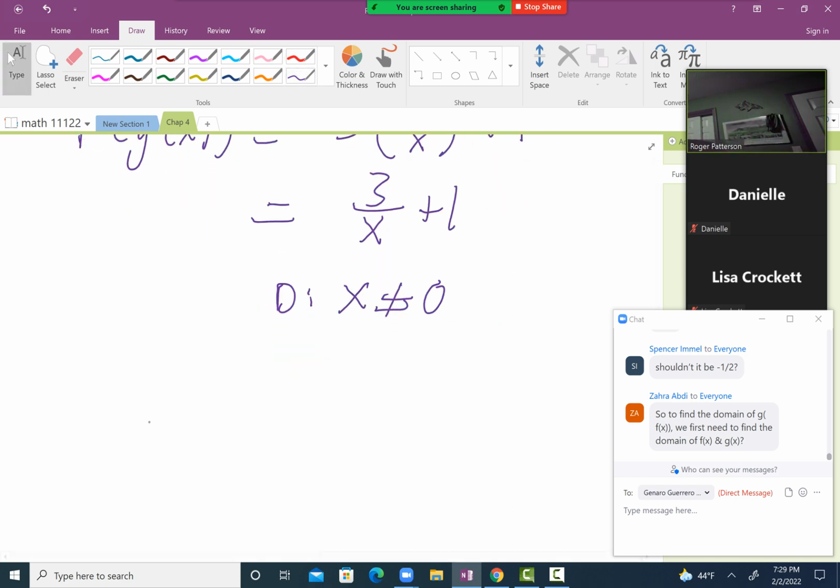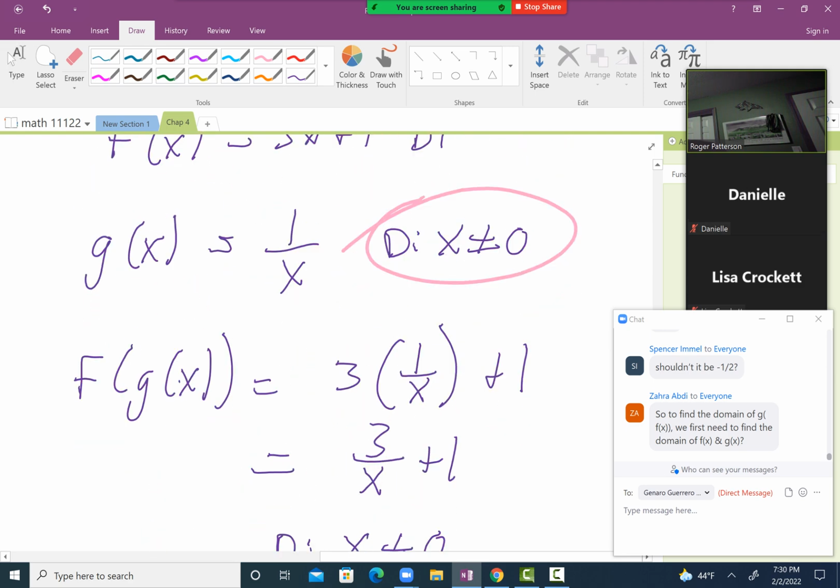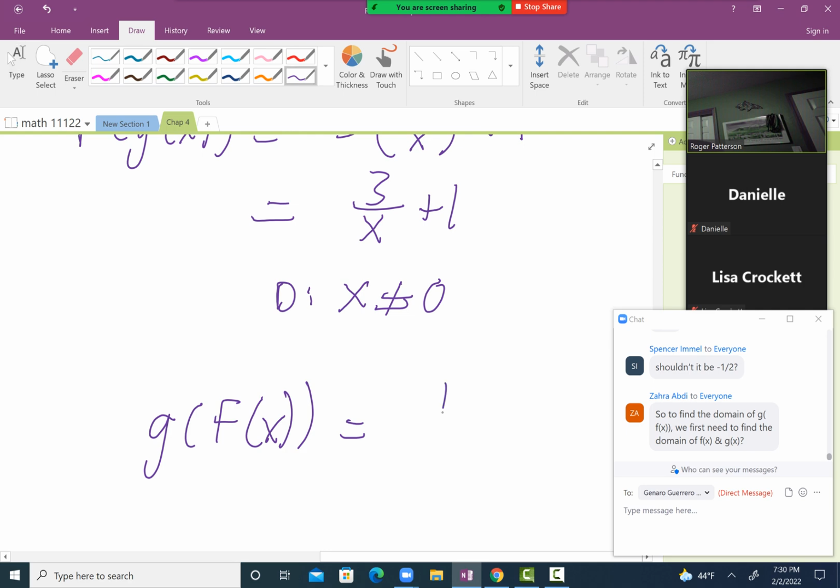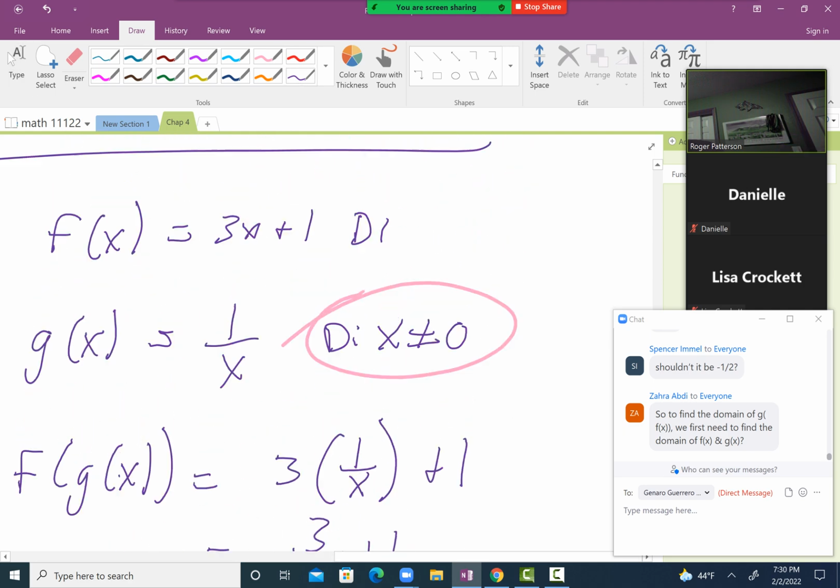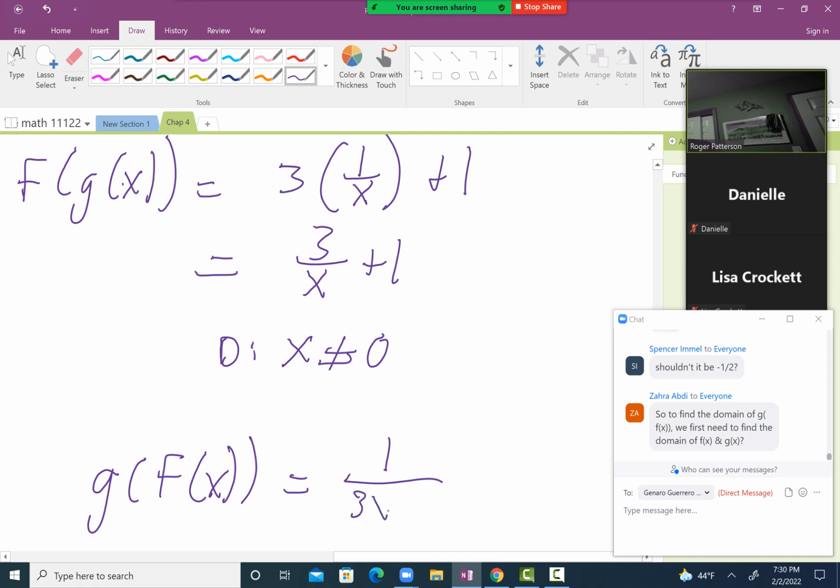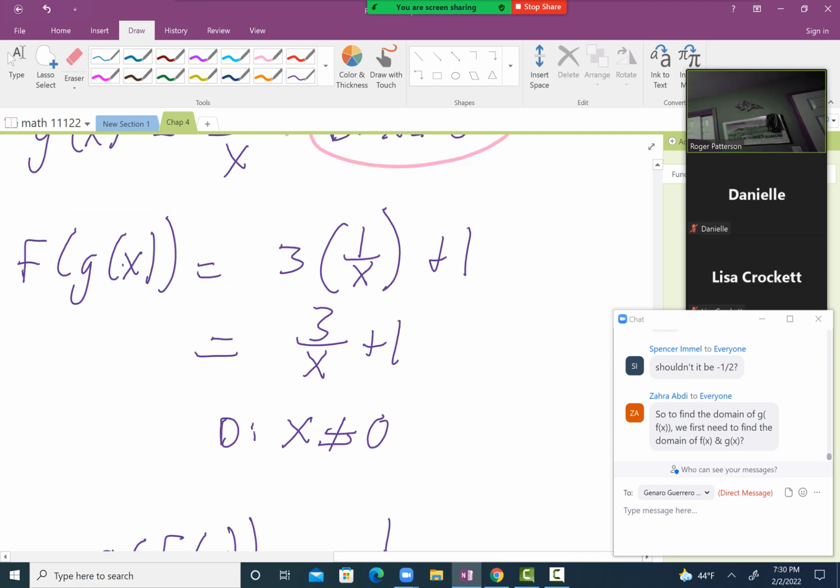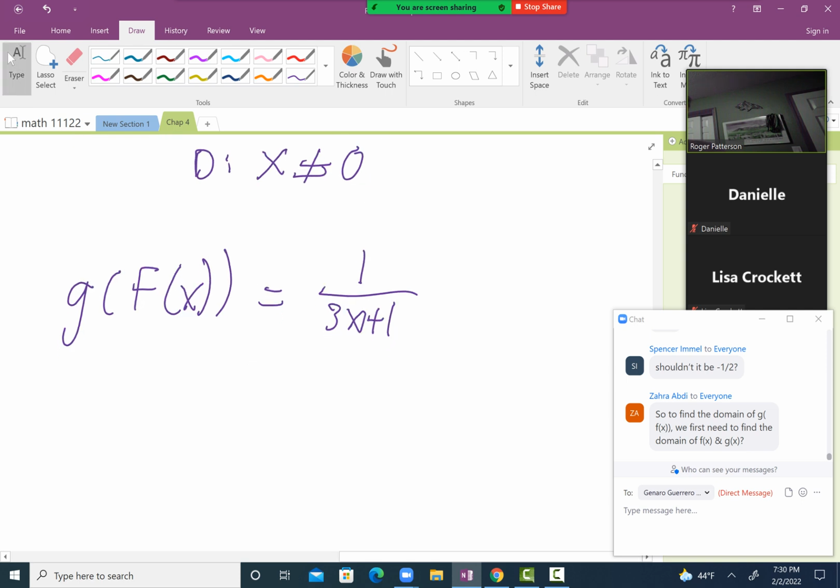Okay, so now let's go g of f of x. All right, so g of f of x, now we're going to take the f function and put it where the x is in g. So then I'm going to put here, let's write it like this, see if this makes sense to you. 1 over 3x plus 1. All right, I think that's all I have. That's what I have, right? Here's the problem. That can't be 0, because that's when I'm going to have an issue.